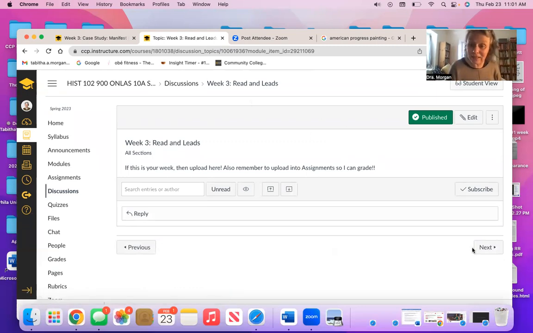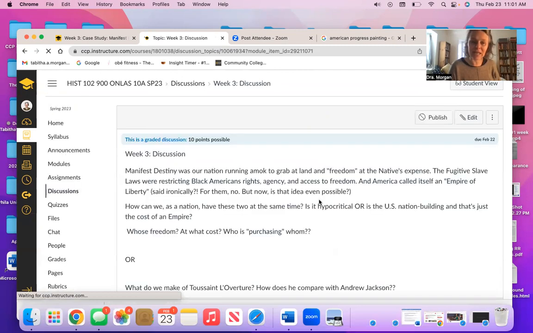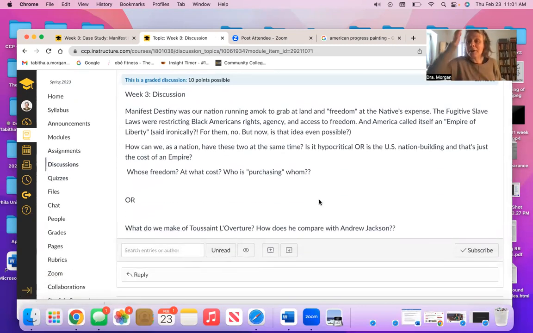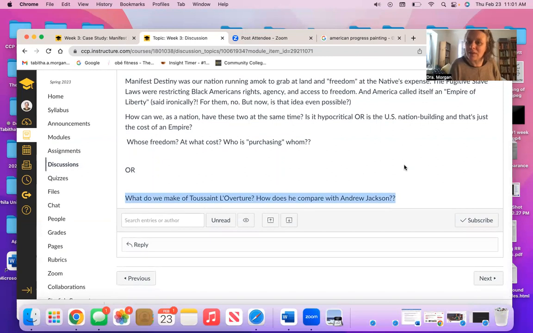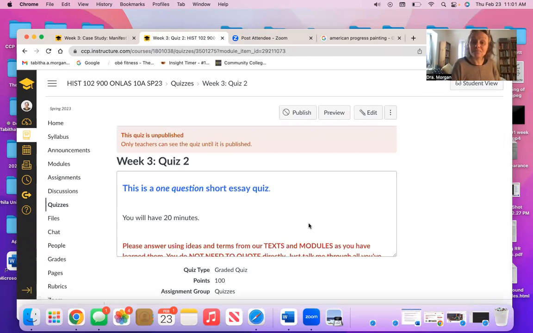Whoever is assigned this week, you can upload your read and lead right there, please. So now here's your discussion post. Manifest destiny. What do we do with this? Right? What do we do with this? What do we do with it? What do we think of Toussaint L'Ouverture? How does he compare or contrast with Andrew Jackson? I think actually I'll just make that your question because you have a quiz.